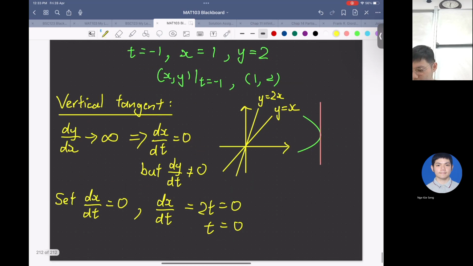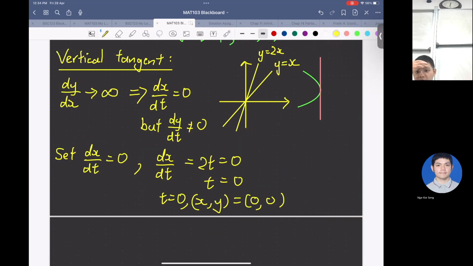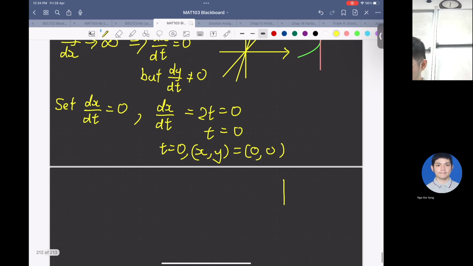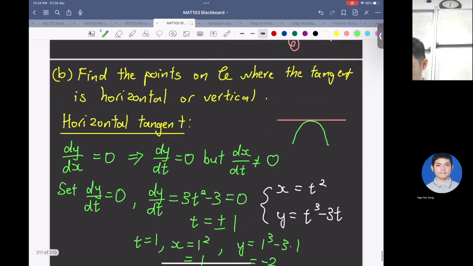So when is t equal to 0? It is at the point (0, 0). Okay, good. So what do we have now? We have more information now, right? So at the point (3, 0), we have two tangent lines. One is at t equals minus square root 3. The other one is t equals square root 3.